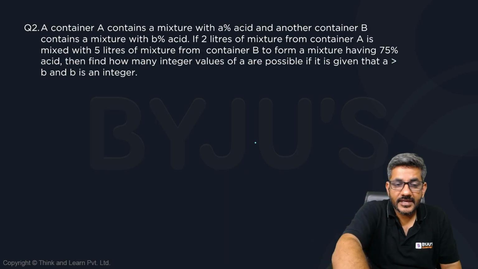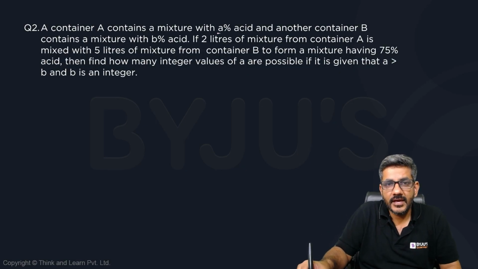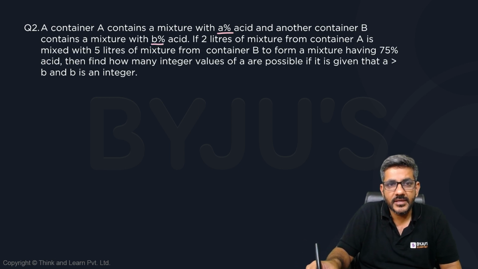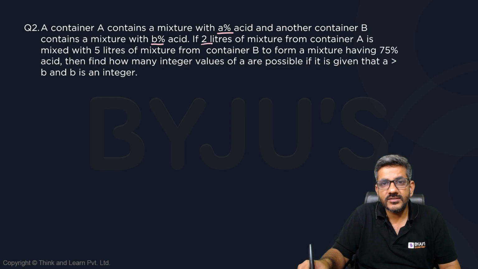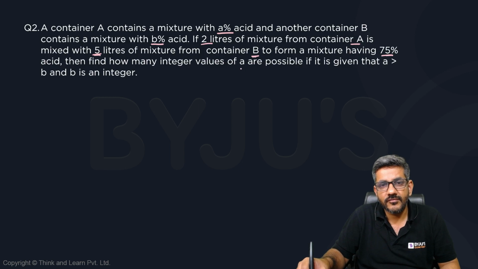So here we have the second question. A container A contains a mixture with A% acid and another container B contains a mixture with B% acid. 2 liters of mixture from container A is mixed with 5 liters of mixture from container B to form a mixture having 75% acid. Find how many integer values of A are possible if it is given that A is greater than B and B also is an integer.